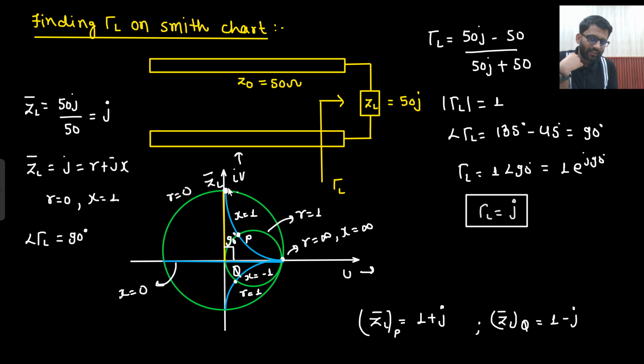And this length, what is this? This length is 1. So this is your mode of gamma L. So from here gamma L you are getting is J. Are you able to understand this point?